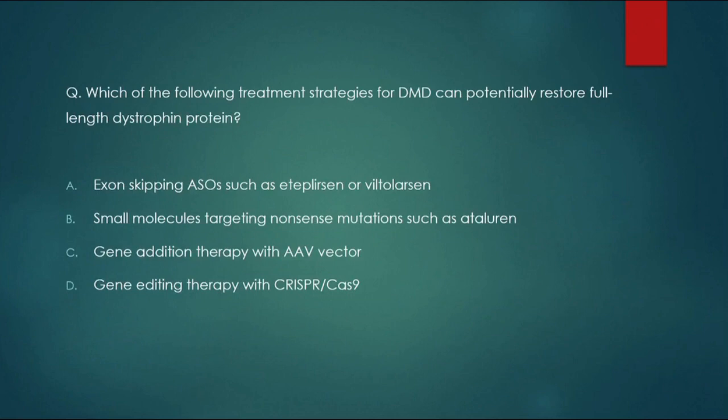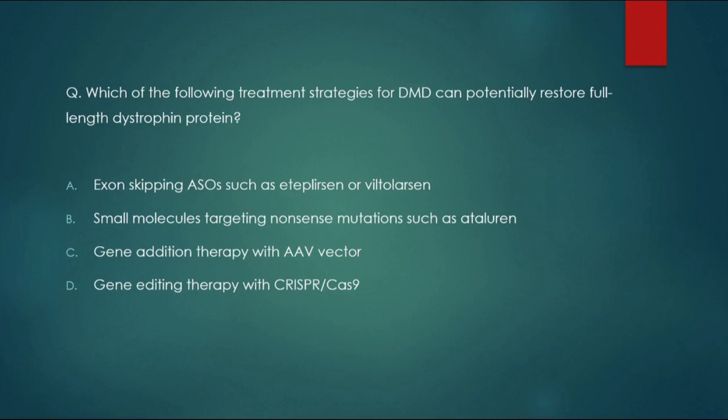dystrophin protein? Exon skipping, like eteplirsen, viltorarsen, or small molecules targeting nonsense mutations such as ataluren, gene addition therapy with AAV vector, or gene editing therapy with CRISPR-Cas9. Somebody said C. D.